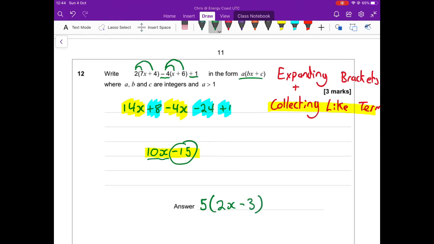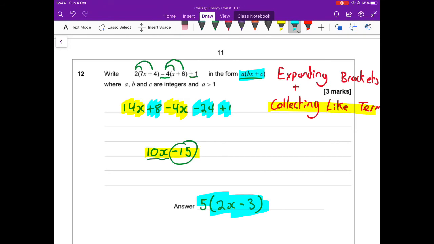And we have finished. Have a look at my answer and the form it wanted. It's something, in my case 5, times something x, in this case 2x, plus c, but it's really a minus. It's minus 3, but that's okay. You're allowed that. So that's how we do that.